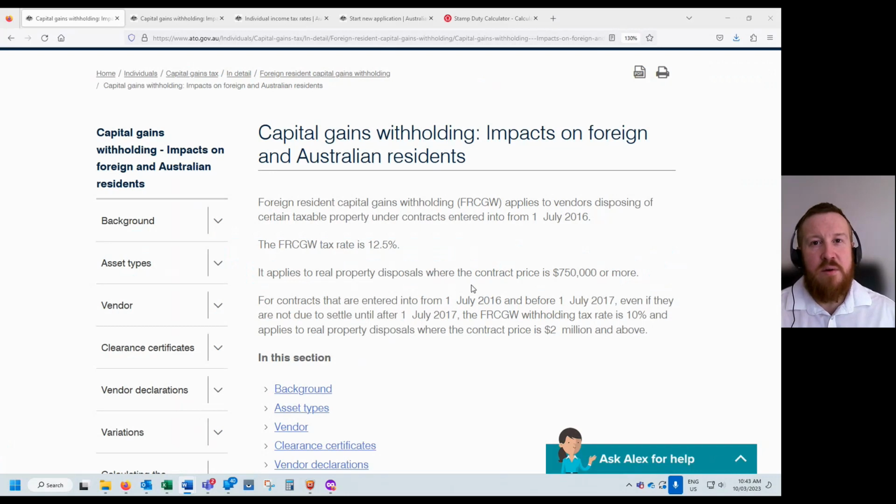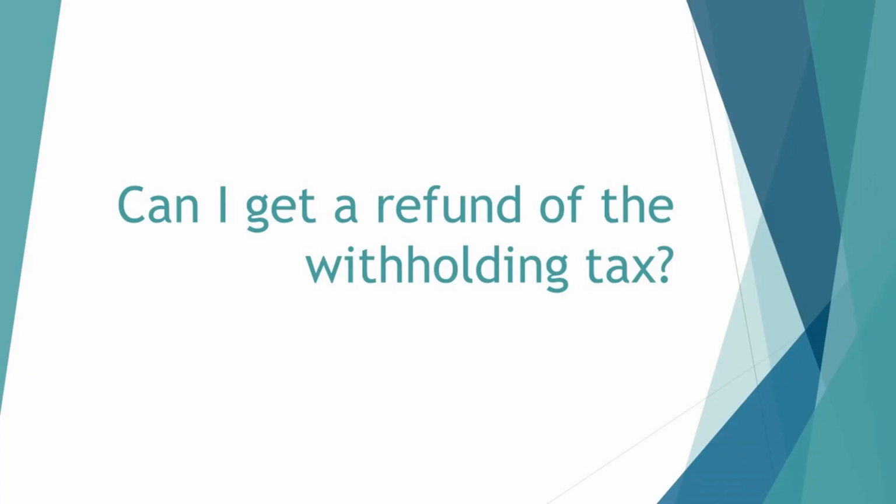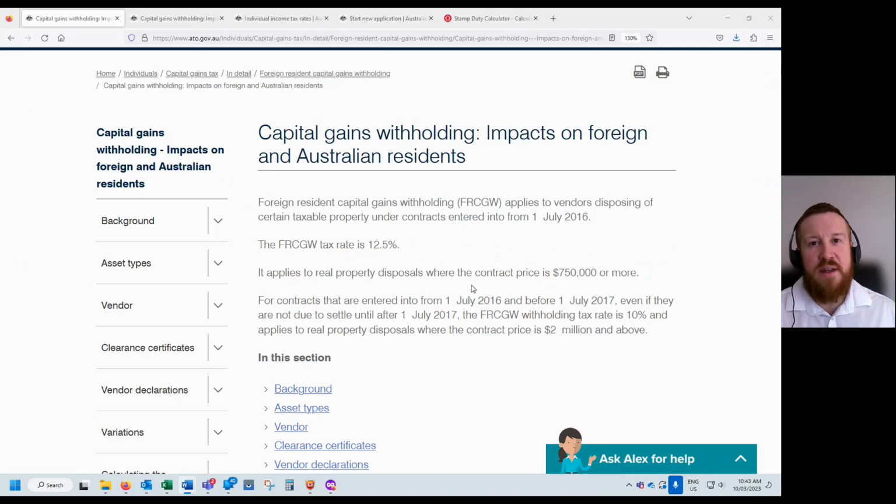So do you have to pay it? Well, yes, unless you do a variation, which I'll come to later on. Another common question is, can I get this money back? Well, you might be able to get some or all of this money back, and you normally do that by lodging your tax return. So if you sold a property today, so it's currently March 2023, that falls in the tax year ending 30 June 2023. So if you paid the 12.5% withholding, you'll be able to claim a credit for that on your 2023 tax return. The ATO will deduct any taxes owing from that amount, and you'll get the net amount back.